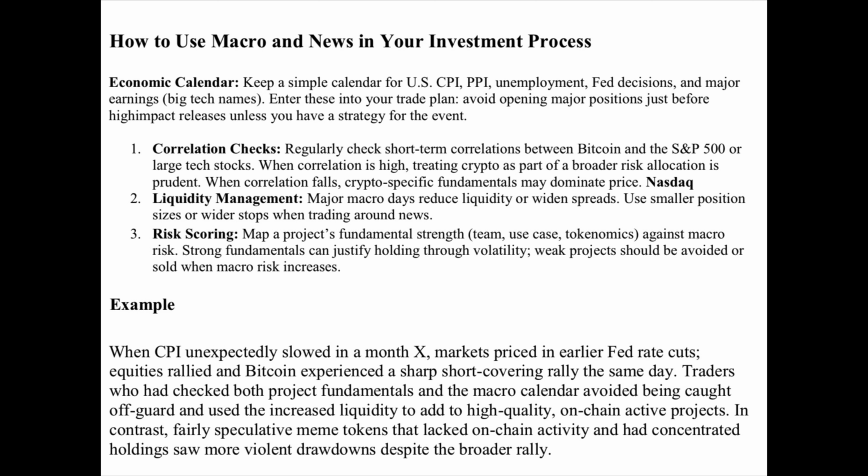3. Risk scoring. Map a project's fundamental strength, team, use case, tokenomics against macro risk. Strong fundamentals can justify holding through volatility. Weak projects should be avoided or sold when macro risk increases.